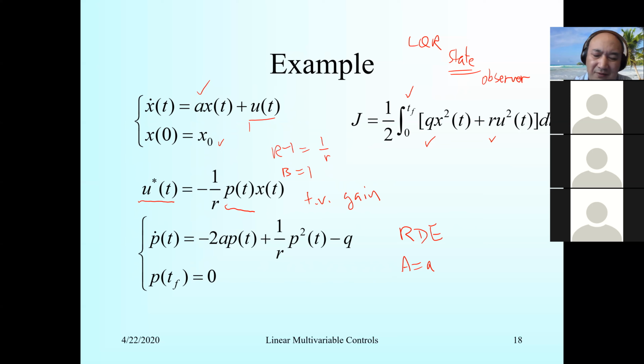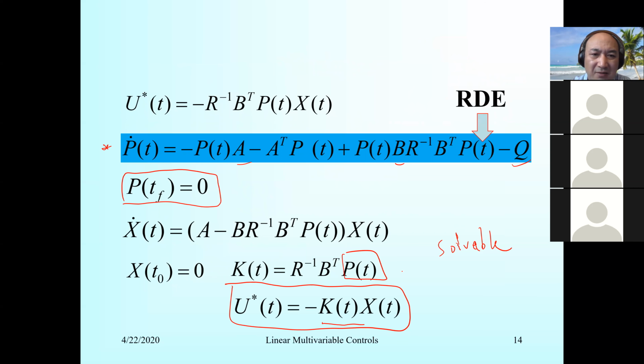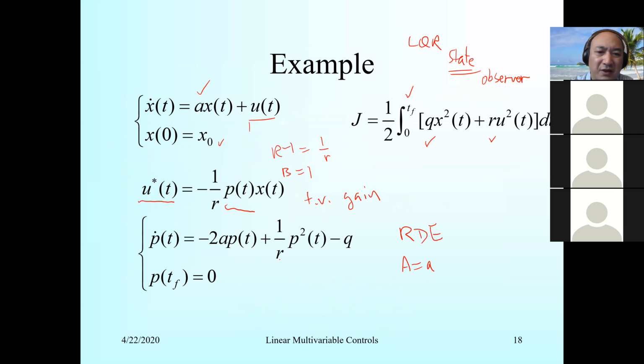So according to the format, let's go there and take a look. It's P A plus A transpose P. In this case, it's A, right? They're the same. It's a scalar. So it's 2A P plus P squared. B is 1, so it's 1 over R, and then minus Q. This Q is the same as this one. So this is a scalar form of the Riccati differential equation.